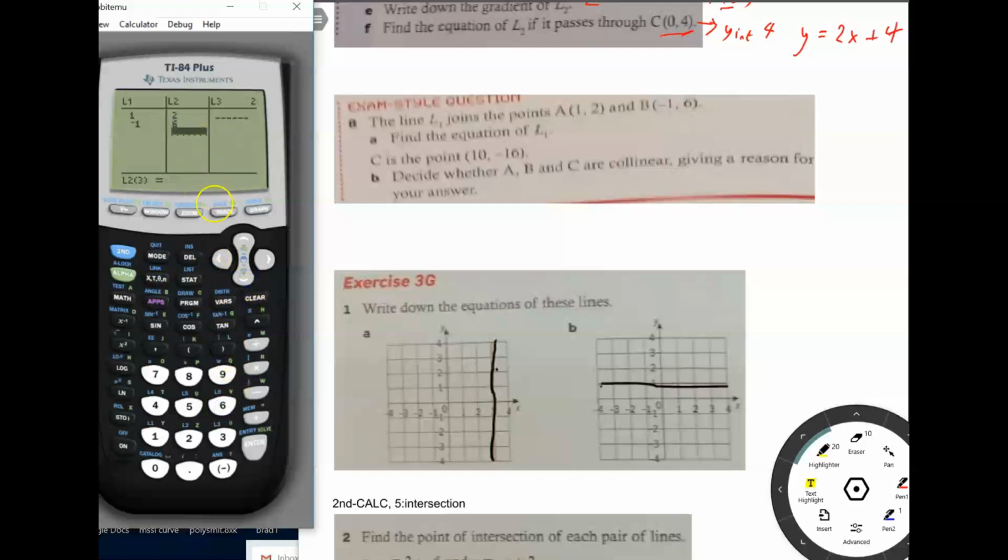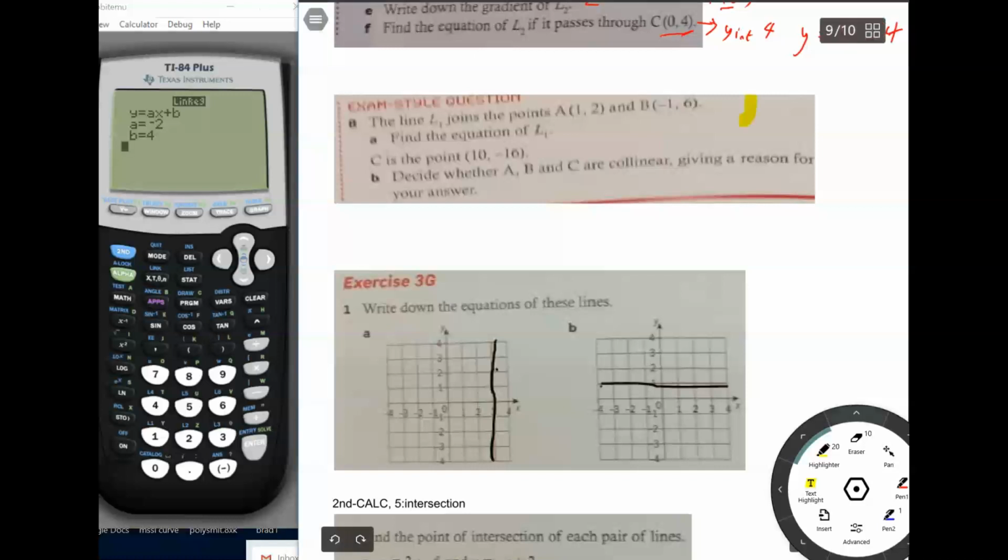So we'll put them into stat edit, and then we go to stat calc lin reg, which is number 4, and then we do the calculate. L1 and L2 are already there. Frequency list is blank. That's exactly what we want. And our equation is y equals negative 2x plus 4. Find the equation. So that's the equation.